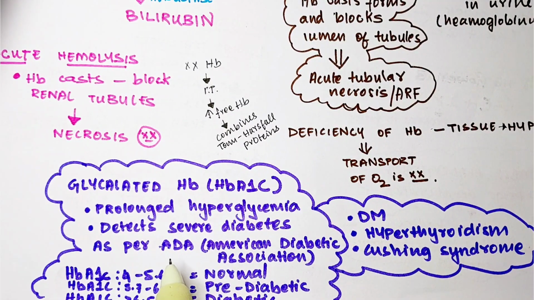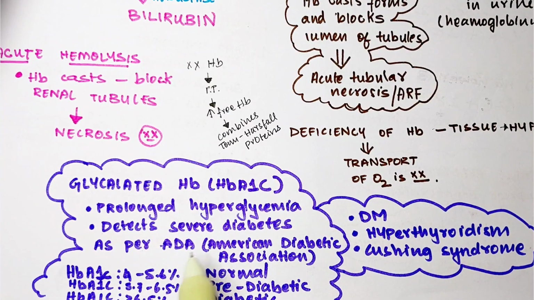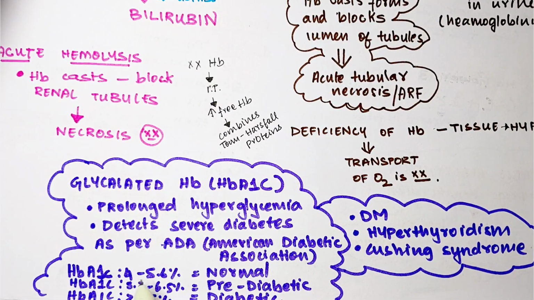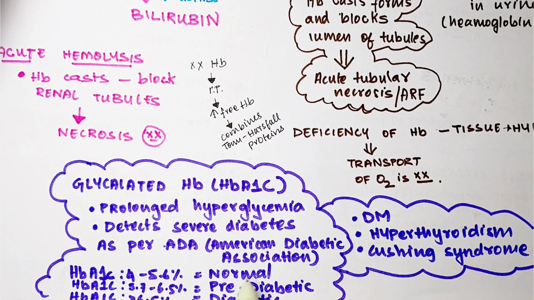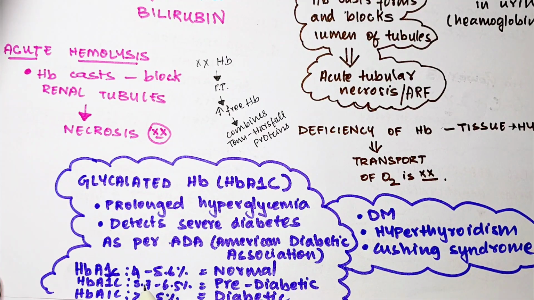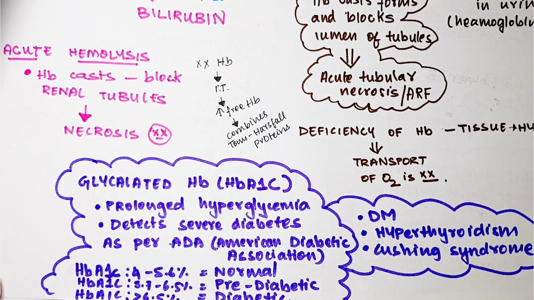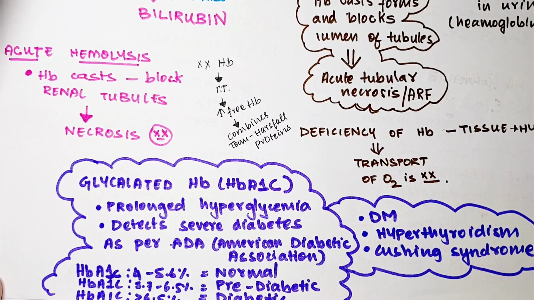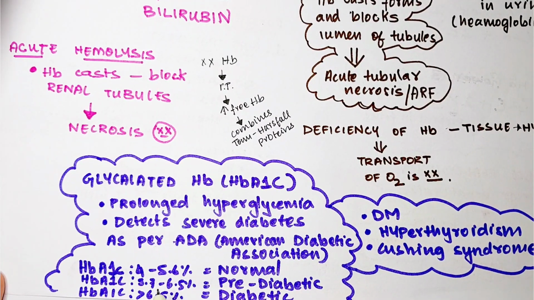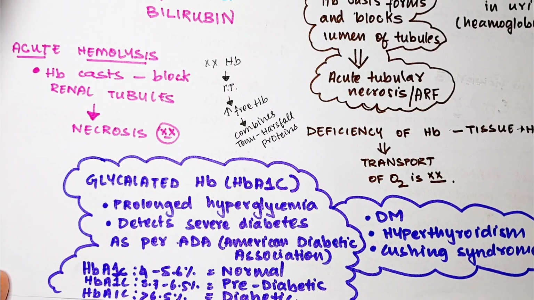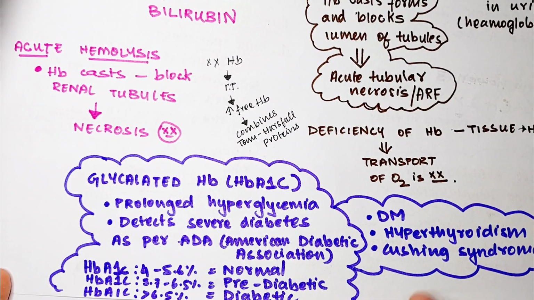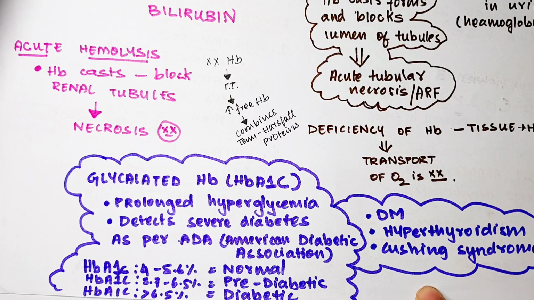Now, according to the American Diabetes Association, that is ADA, if the HbA1c value is 4 to 5.6%, it is going to be normal. If it is 5.7 to 6.5%, it's time for you to watch out; it's a pre-diabetic state. But if it is more than 6.5%, you have to start taking severe health precautions because you are diabetic.